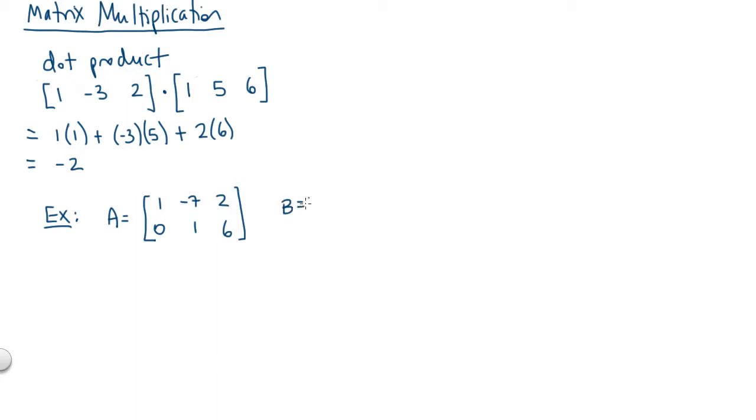And we're going to take a matrix B, which looks like this. Okay, B has 3 rows and 2 columns. So just to remember the sizes here, we'd say A is 2 by 3, and we'd say B is 3 by 2.